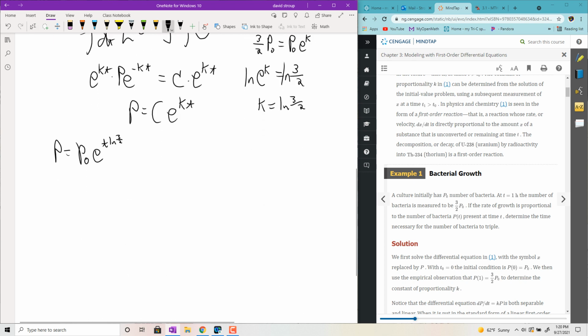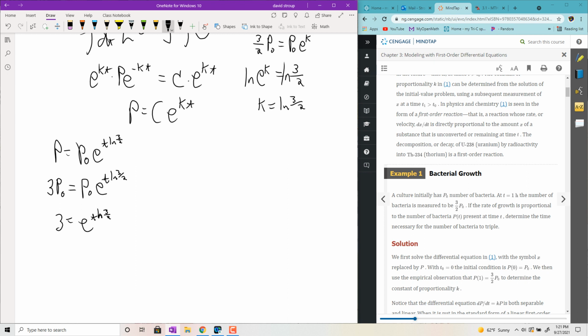I want to know, I'm solving for t this time. So when is the population going to be triple the initial population? So 3p sub 0 equals p sub 0 e to the t times ln of 3/2. I want to solve for t. So divide both sides by p sub 0. You get 3 equals e to the t ln of 3/2.